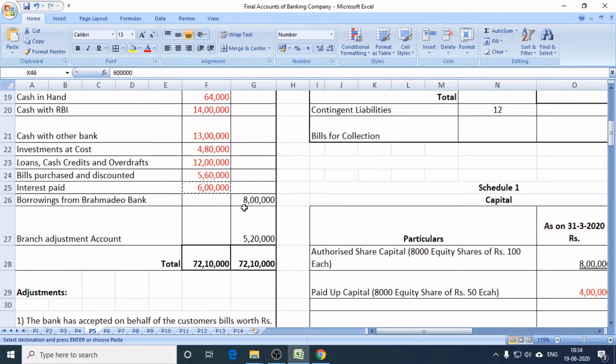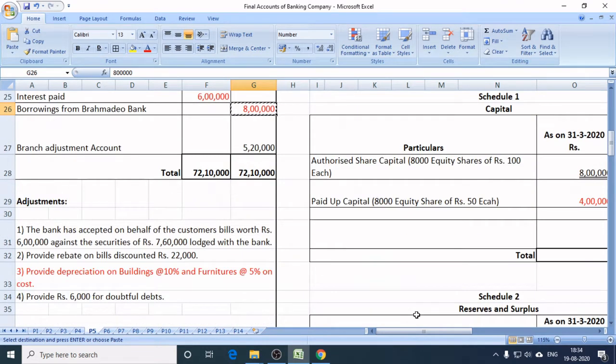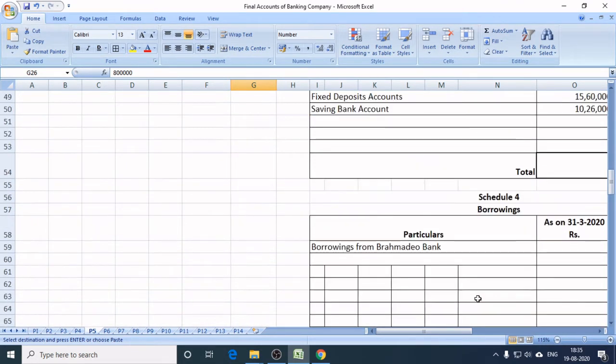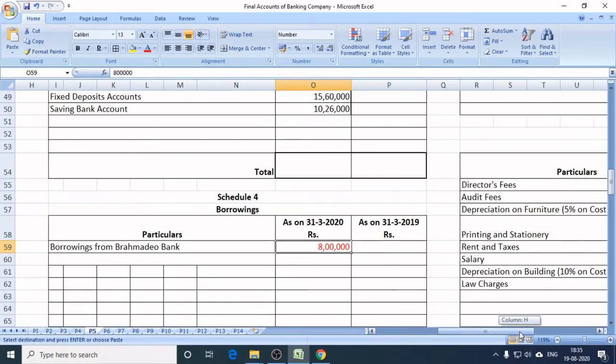The next is we have now borrowings from Brahmadev Bank. It has a credit balance, and here you can say that it is a liability of the bank, as this bank has borrowed rupees 8 lakh from Brahmadev Bank. Now it becomes the bank's liability. This bank in future must pay this amount along with interest to the Brahmadev Bank. So it is the bank's borrowing, and we have a specific schedule for it, that is schedule number 4, borrowings. Show this particular here, 8 lakh rupees.